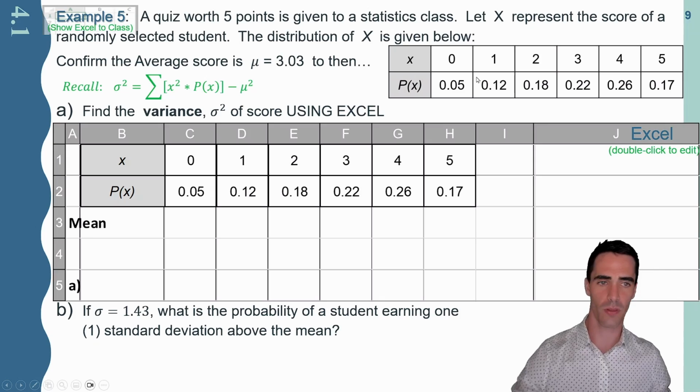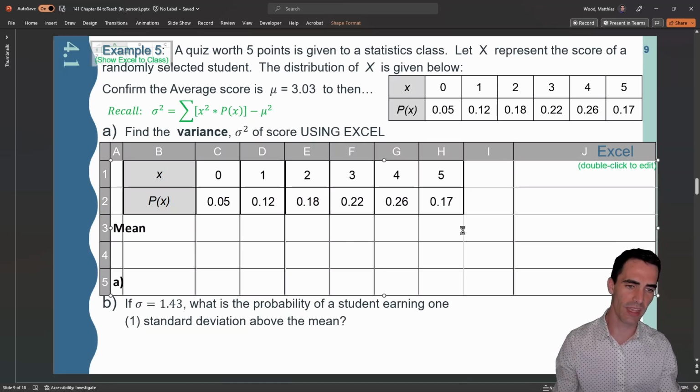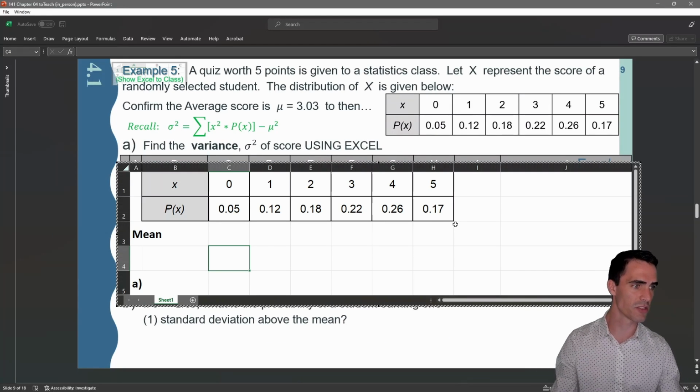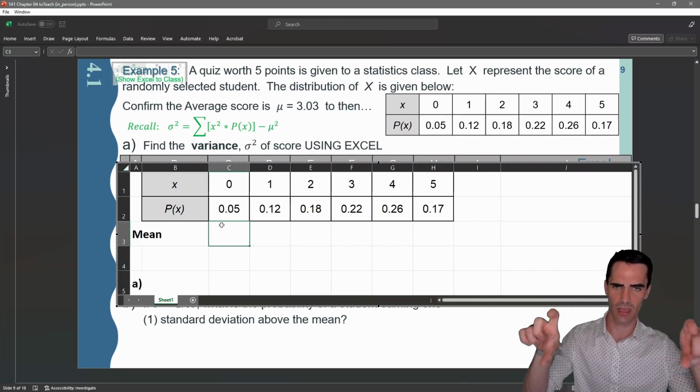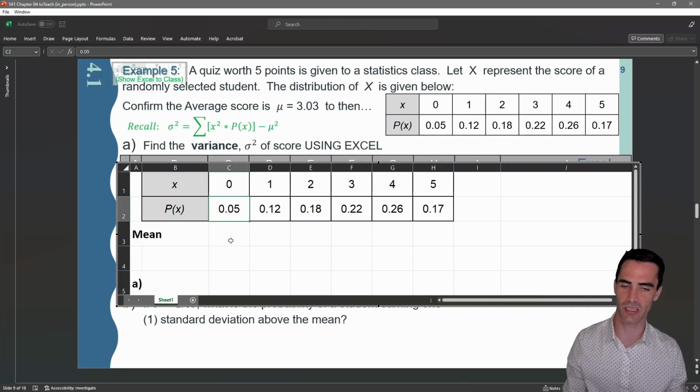Let me pull out of this presentation mode to then show you how to compute the average. Here I have Excel embedded, and it should look something like this. And so again, this is exactly Excel. It's just kind of embedded into our PowerPoint slide. So I've already copied and pasted our data. Probability that they get a 0 on the quiz. It looks like there's a 5% chance.